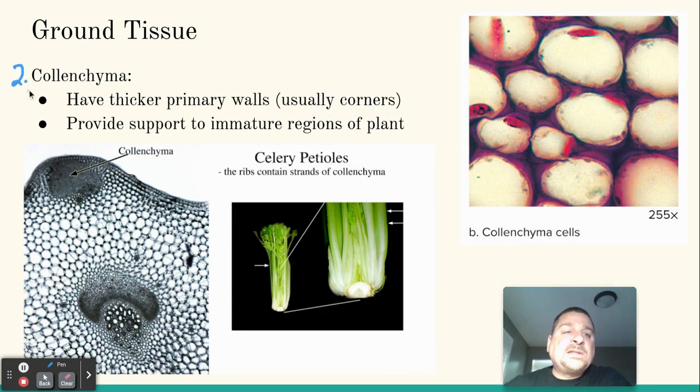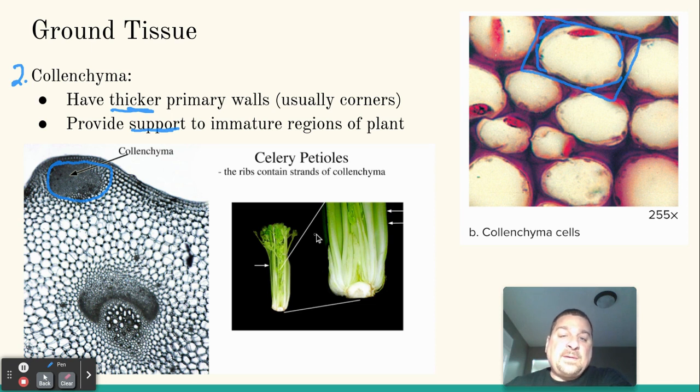Ground tissue number 2 is collenchyma. I usually say collenchyma. Collenchyma have thicker primary walls, usually in the corners. So if you compare it to the last slide or the picture in your book or on your plant posters, if this is our plant cell here, you're going to see usually at the corners here, it's going to be thicker. This is usually for support, especially in immature growing regions of the plant. Here you can see a celery, and on the outside of the celery, it collects the collenchyma out here just underneath the epidermis.